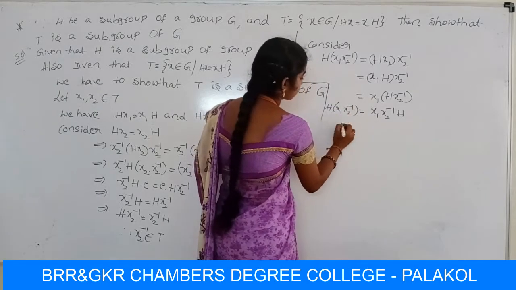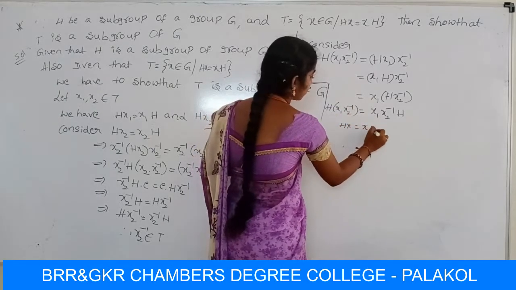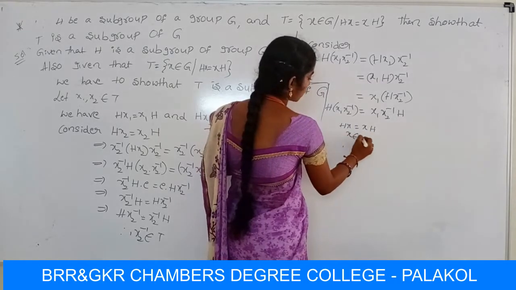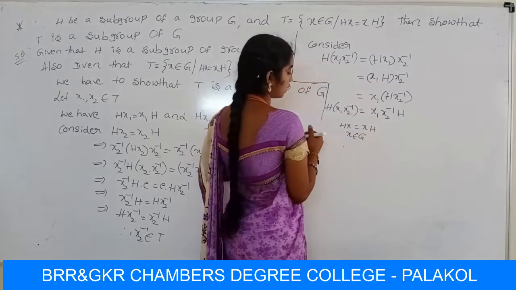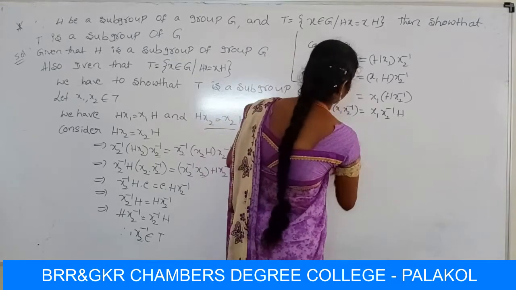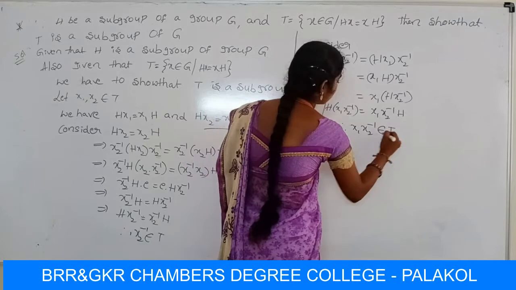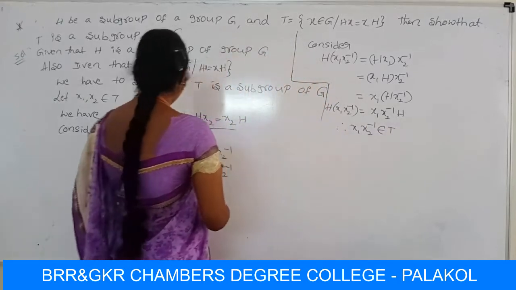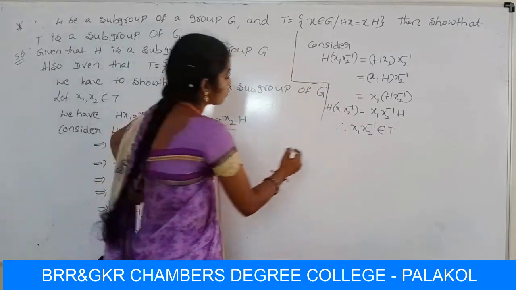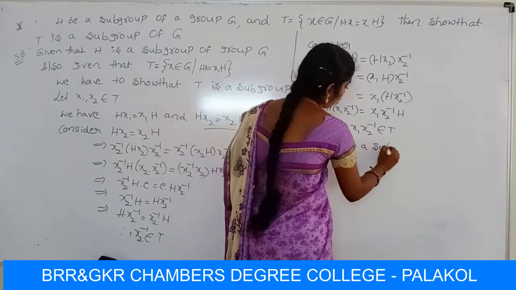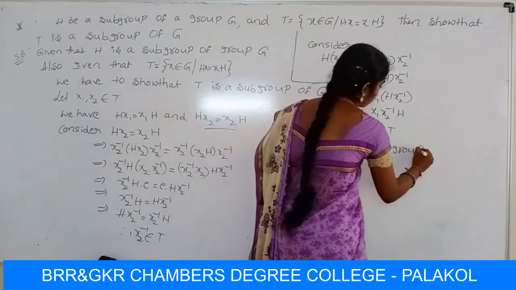So hx is equal to xh, hx is equal to xh. So that means x belongs to Z or x belongs to T. So this means x1 into x2 inverse belongs to T. T is a subgroup of Z. So therefore T is a subgroup of Z.